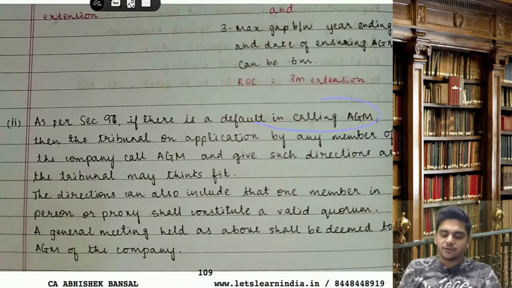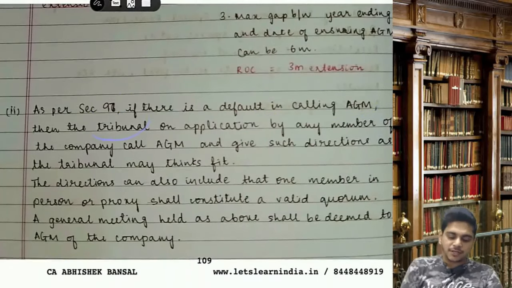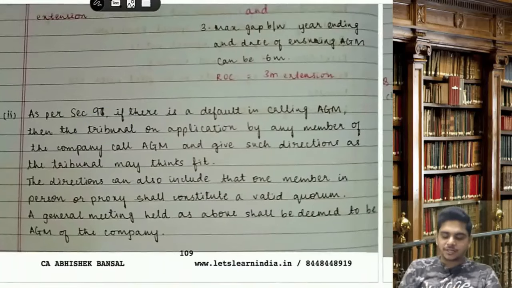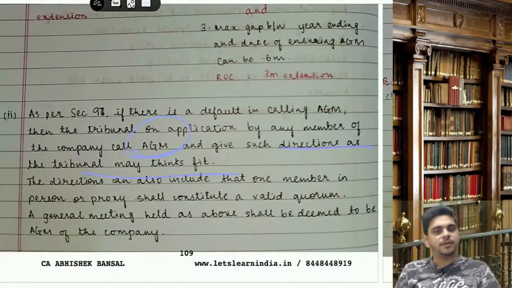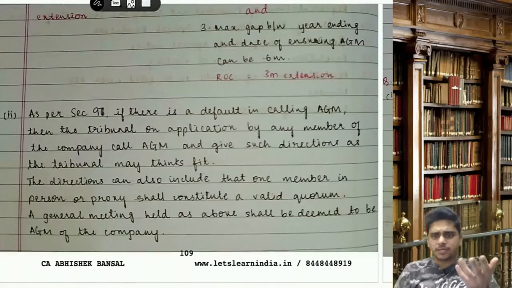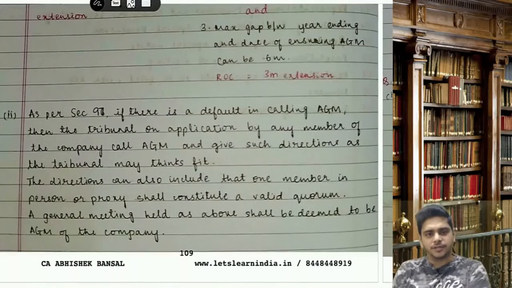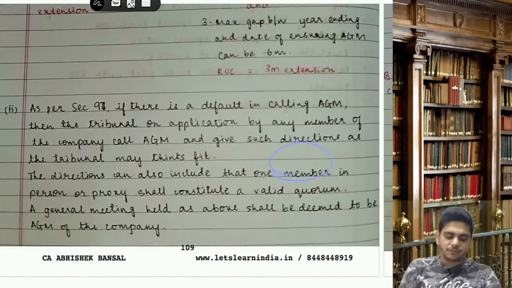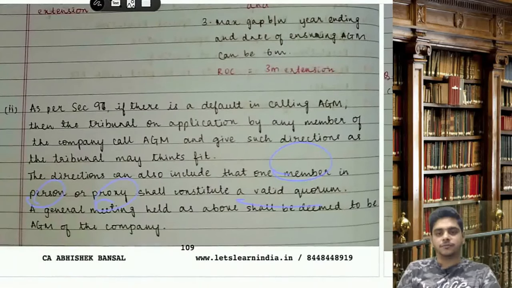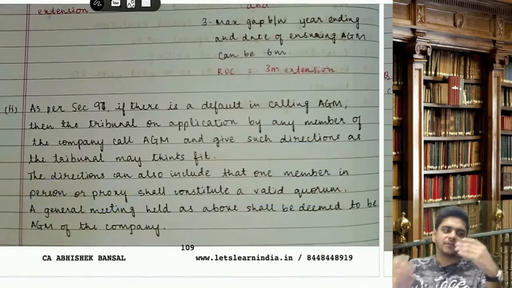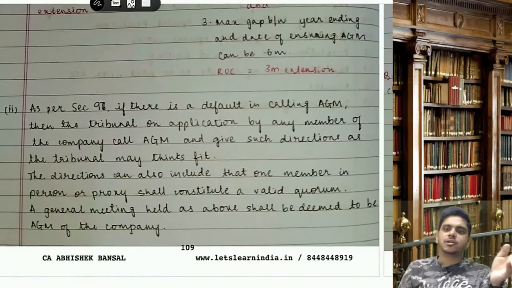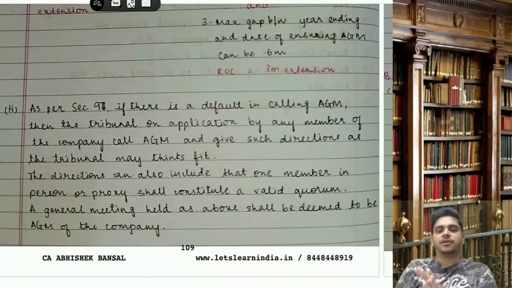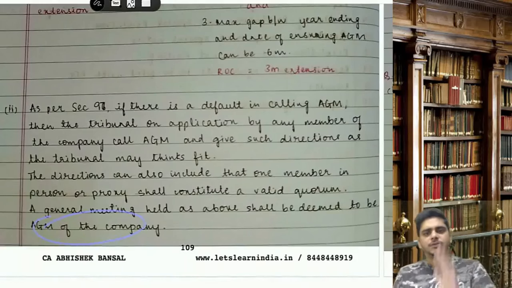Now, as per section 97, if there is a default in calling the AGM, what will happen? The tribunal will come into the picture. On an application by any member of the company, it will call the AGM and give such directions as the tribunal may deem fit. The direction will also include that one member, in person or by proxy, shall be a valid quorum. Tribunal is the godfather. A general meeting held as above shall be deemed to be the AGM of the company.